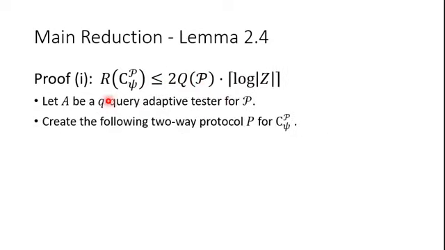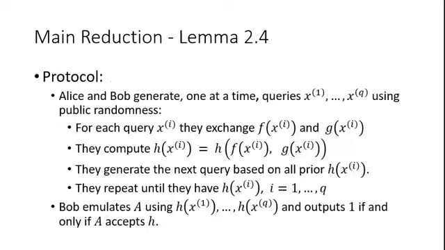So to prove number 1, notice we no longer have one-sided or non-adaptive. So let A be a Q query adaptive tester for P, just as before, but we now have an adaptive tester. So what we can do is create the following two-way protocol P for CP psi. And it's going to be as such.